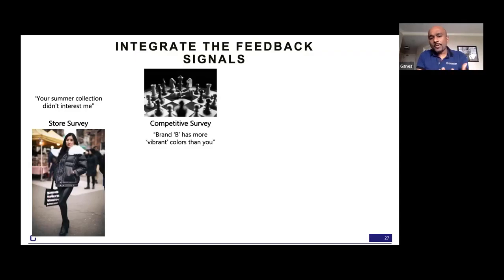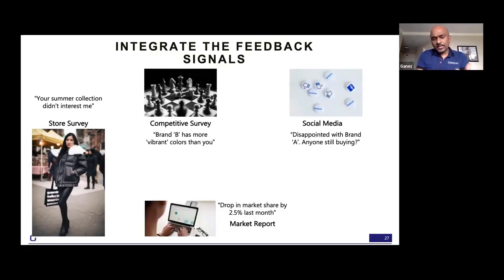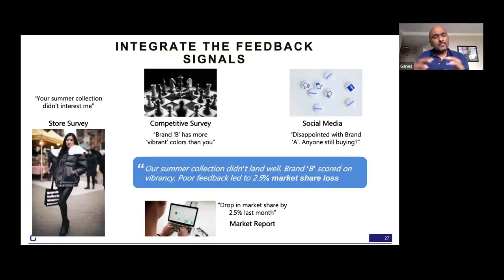And you find from competitive survey that a particular brand, a competition, has better colors and better range than you. And social media, you hear that customers are disappointed with your brand. And when you put all of these together with the financial results where you lost market share, you can come up with a headline, which is the integrated insight saying, our summer collection didn't land well. Brand B scored on vibrancy. Poor feedback led to 2.5% market share loss.